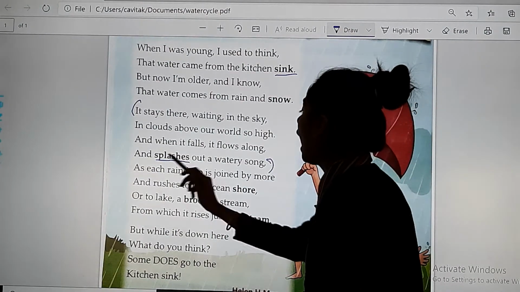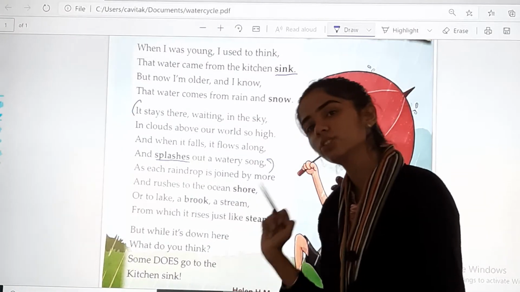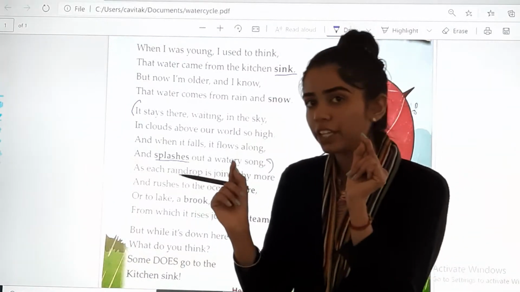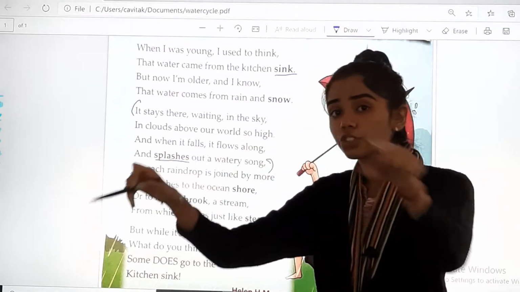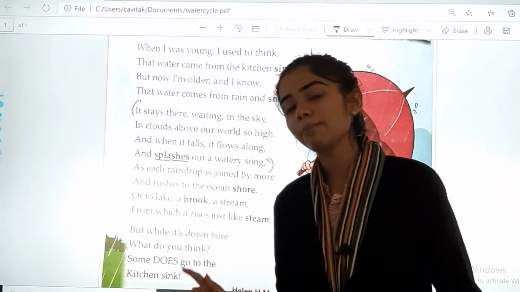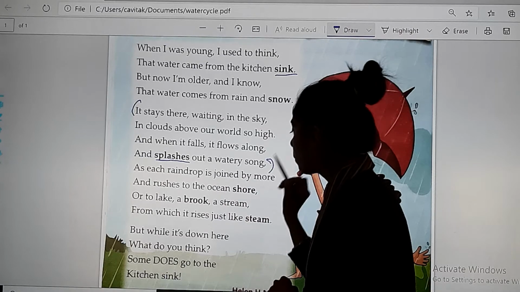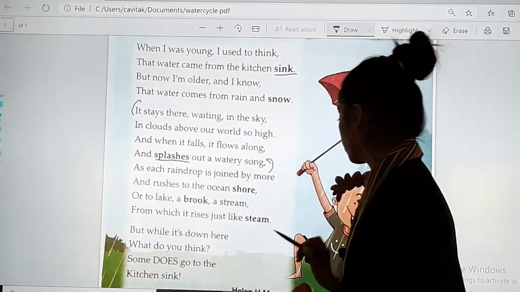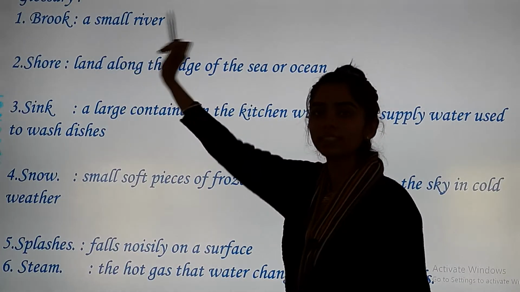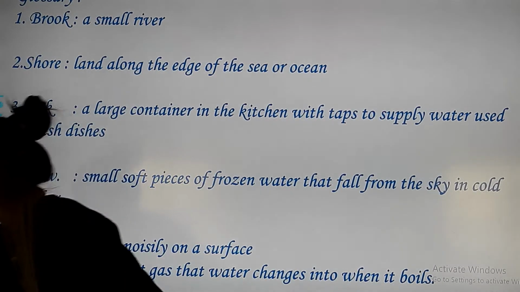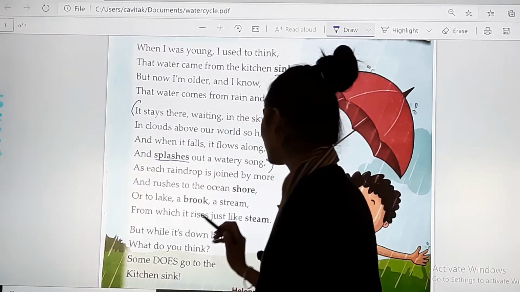Then the next line. As each raindrop is joined by more, it rushes to the ocean shore. So what happens? कि जो tiny raindrops होते हैं वो together they get joined. And where do they go? They go to the ocean shore. Okay, when it rains, what happens? The water gets collected in the oceans, or in a lake, a brook, a stream. Okay, what is a brook? This is a small river. Okay, what is it? I'll show. See, brook means a small river. So where does the water go?